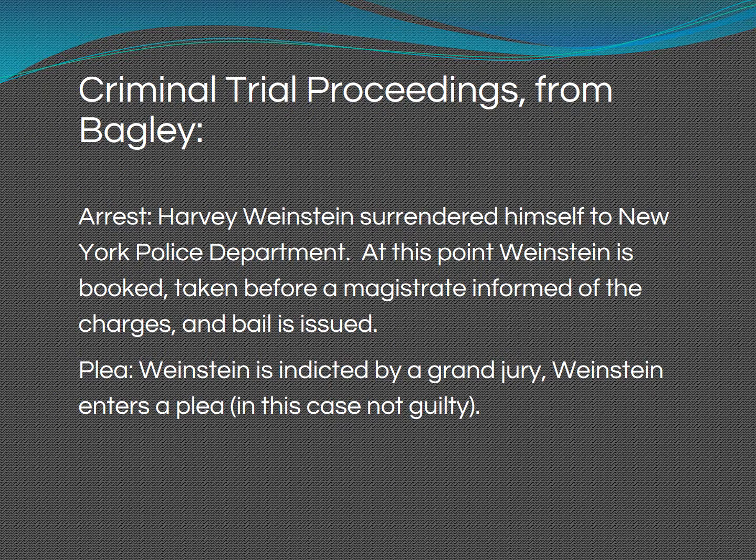So, arrest. Harvey Weinstein surrendered himself to the New York Police Department. At this point, Weinstein is booked, taken before a magistrate, informed of the charges, and bail is issued. In this case, he was also indicted by a grand jury. Now, normally what happens is if an arrest warrant is issued, the police need that if they have to go into the suspect's home to arrest him. If he's out in public, they don't actually need it. In this case, they probably did, but he turned himself in under the advice of his attorneys.